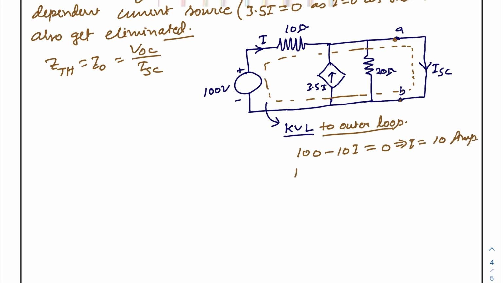Now, what will your ISC be? This is your ISC. At this node, we add these two currents, and there will be no current through the 20 ohm resistance branch. Why? Because if there are two parallel paths, the current will only flow in the branch which has very low resistance.